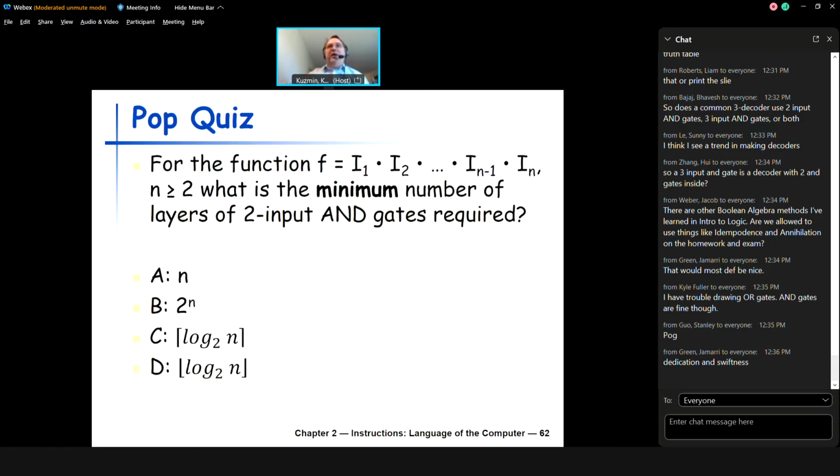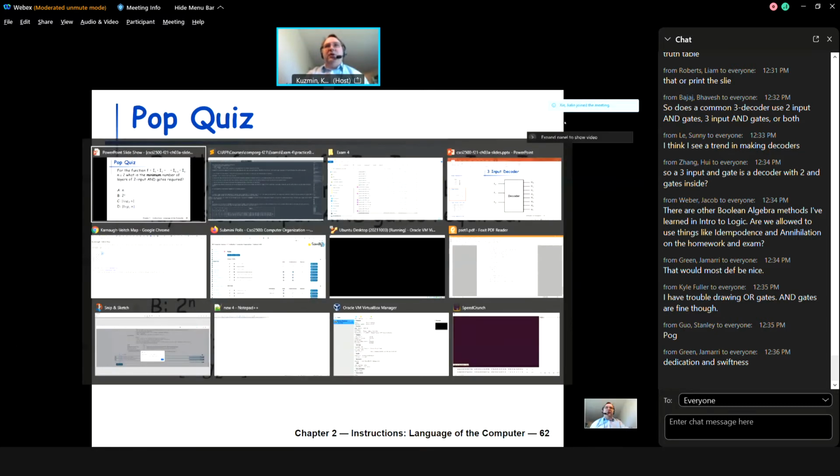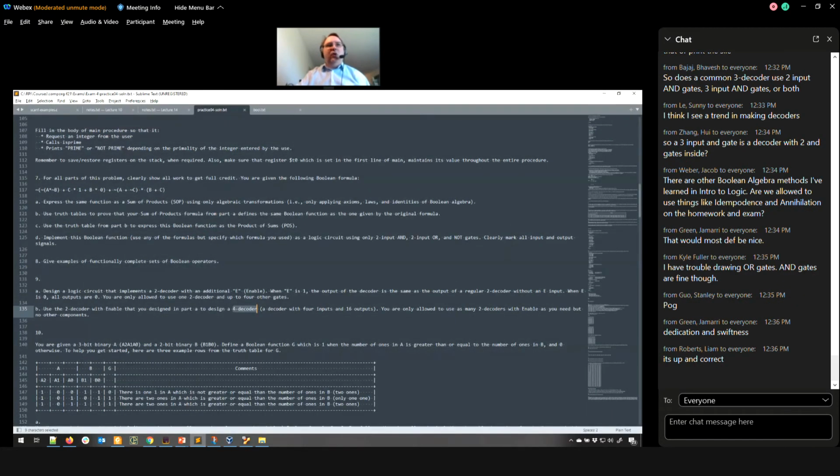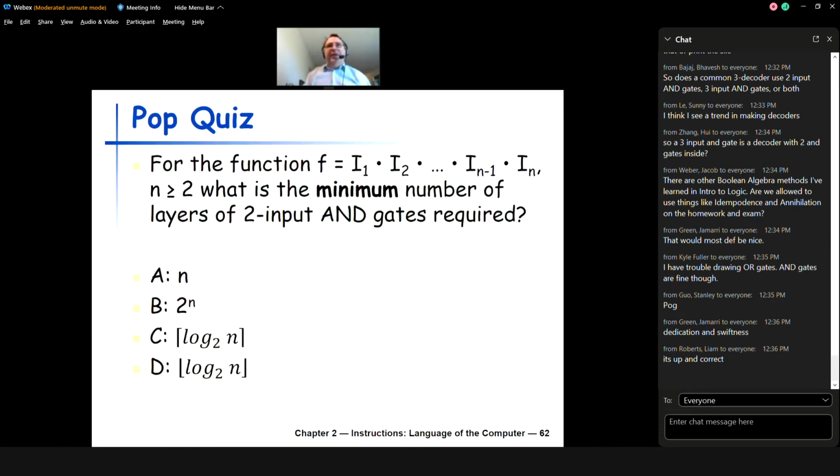All right, so here is the pop quiz. It is about the topic that we just discussed. If we are only limited to 2 input AND gates, how many layers of gates would we need to implement this function? So let me turn on this poll. Hopefully it's the right one. Please let me know if it is available and if it looks like the right poll. Okay, cool. And so we are back.